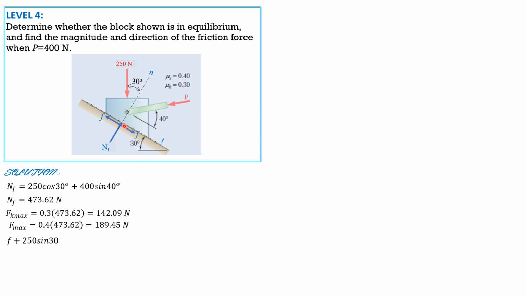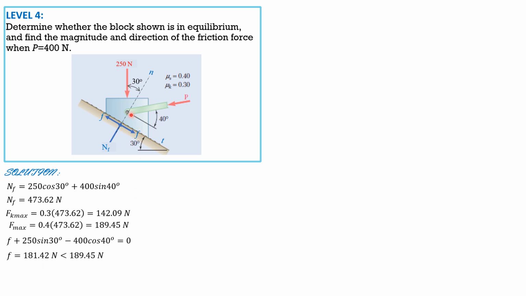So assuming F is down to the right, F plus the tangential component 250 sine 30, then minus the component of P, 400 cosine of 40, each component in that direction, equals 0. So F is equal to 181.42 newtons, which is less than 189.45. So this is the maximum frictional resistance for the block to remain in equilibrium, and the required friction that will make the system in equilibrium is only 181.42 newtons, which is less than 189.45.